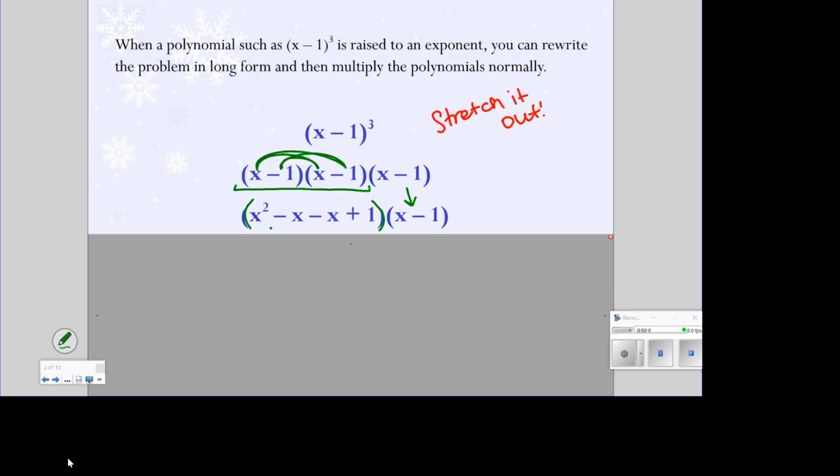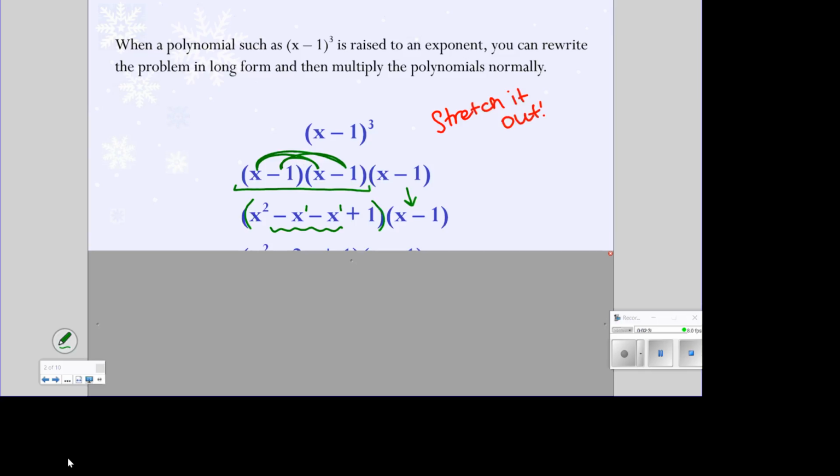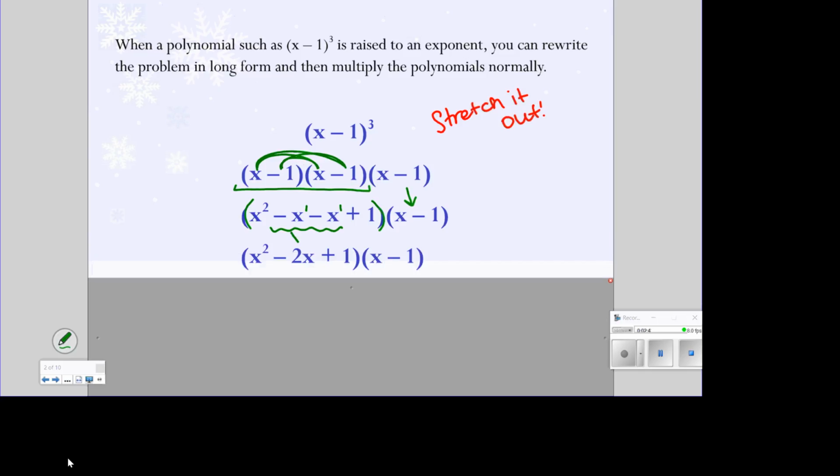Now you may notice inside that these two terms, negative x minus x, will combine because they are like terms. They're the same variable to the same exponent. So I would recommend simplifying inside that parentheses first. Combine those to be a negative 2x. Keeping that entire first polynomial in parentheses, we now will multiply what we have there by that final x minus 1. So again, let's use our arrows.